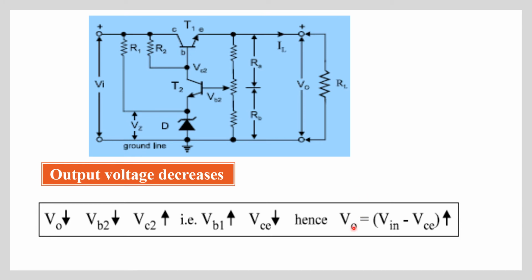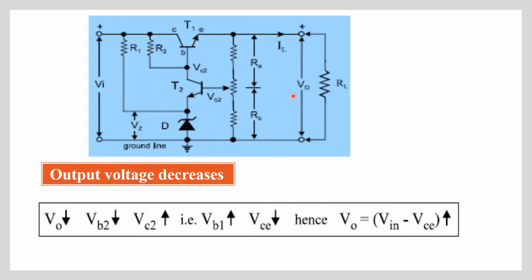So what is our output equation? VO is equal to Vin minus VCE. So when VCE decreases, since it is subtraction, Vout will increase, keeping the Vout constant. So what happens? The amount the output voltage increases or decreases, that voltage is fed back and in turn VCE increases or decreases, keeping your output voltage constant. So irrespective of the change, the output voltage is kept constant.